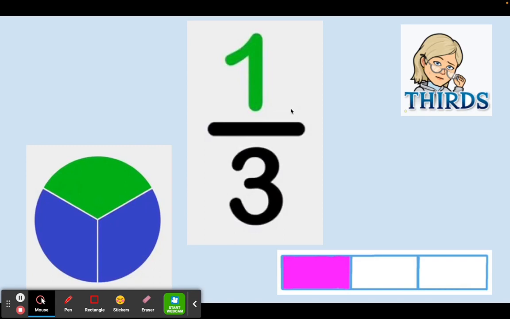This fraction is 1/3. And third, meaning that there are three parts to our whole shape. Over here our whole circle has 1, 2, 3 parts to it. 1/3 is coloured in green and the other two are coloured in blue. Here is a fraction of a length, a rectangle. Our whole rectangle is broken into 1, 2, 3 equal parts, and 1/3 is pink.